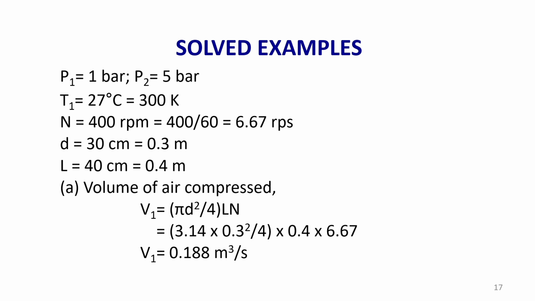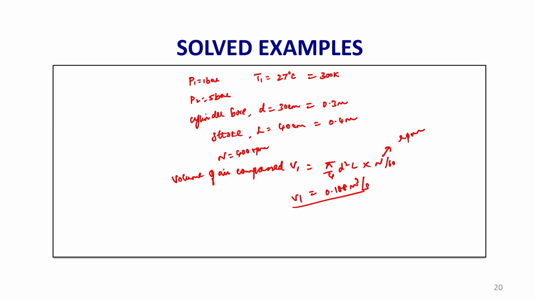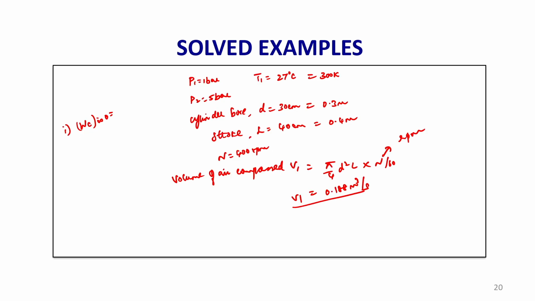Once you know this, there are standard formulas for the isothermal work done. Let me write the formula. The first one is work of compression for an isothermal process. That is a very simple formula, P1 V1 into ln of P2 by P1. Use this formula, P2 is given, P1 is given.